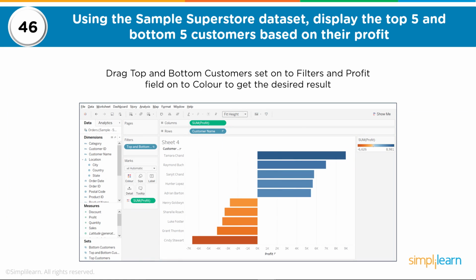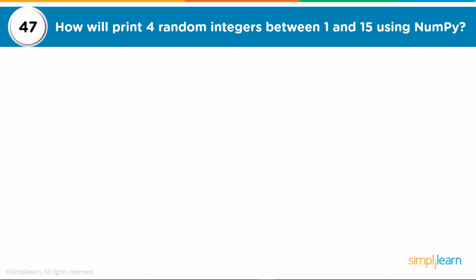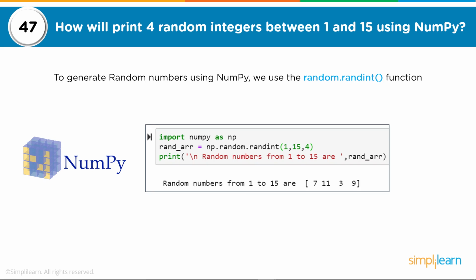As we get down to the end of our list, we're going to try to keep you on your toes. We're going to skip back to NumPy. How to print 4 random integers between 1 and 15 using NumPy. To generate random numbers using NumPy, we use the randint function. And you can see here we did the import numpy as np, random array equals np.random.randint(1, 15, 4).